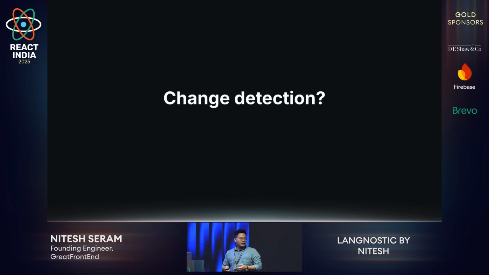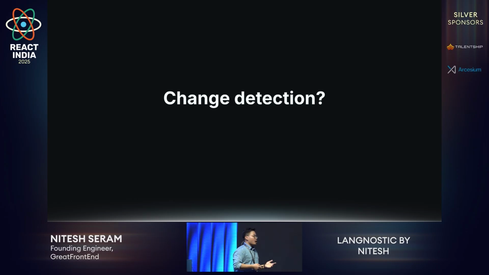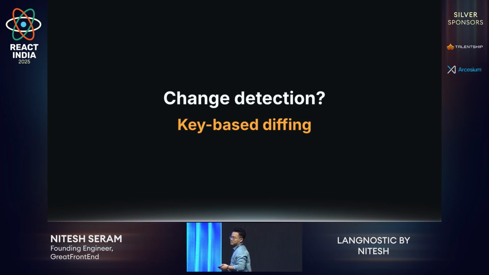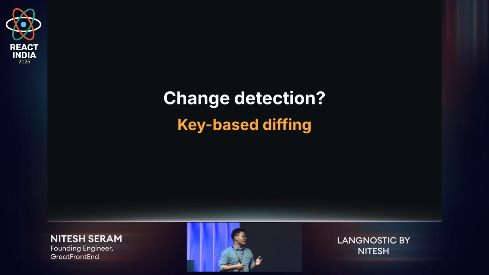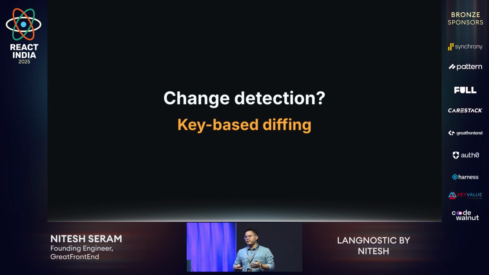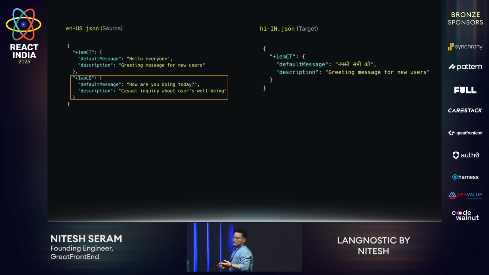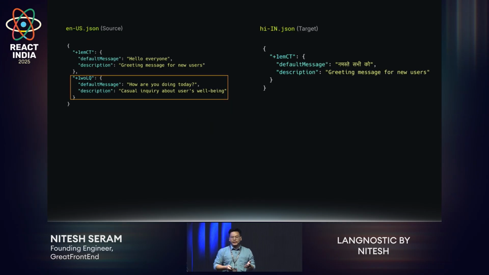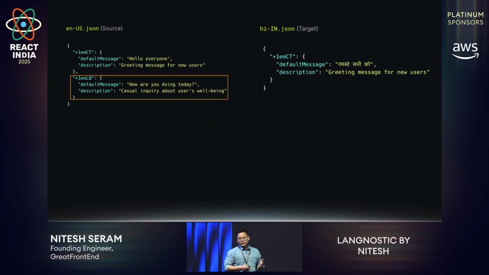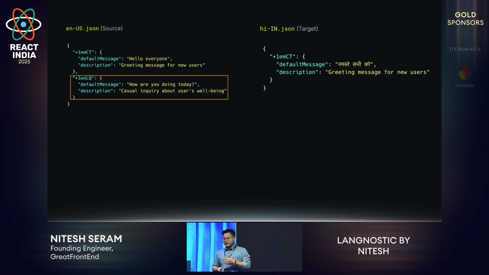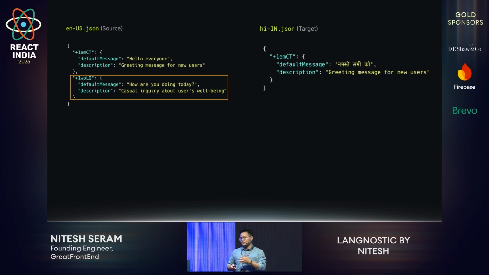So how does change detection actually work? In a JSON file, it's pretty simple. It's based on key-based diffing. You have only two possible cases in a JSON. Let's say you have added a new string in your JSON file. The one that you see on the left side is the source JSON file. So you see there is a new string in it, and the JSON file that you see on the right side is the target file.